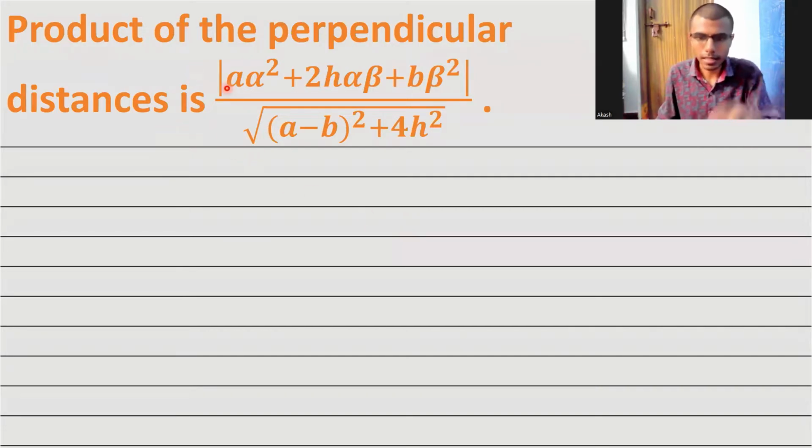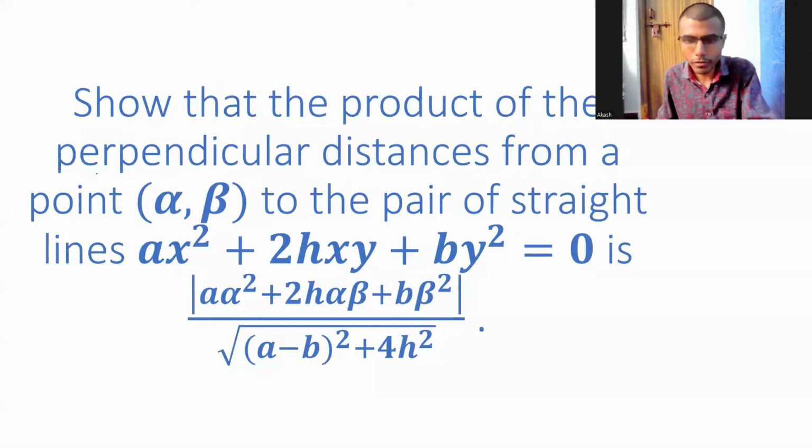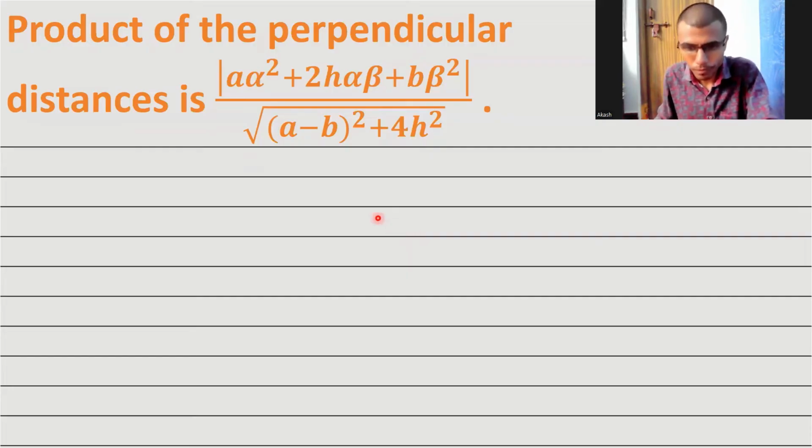So you can just see that I've brought the main part here at the top so that you guys can understand what we are going to prove ultimately. Now my first statement is that our given pair of straight lines is ax square plus 2hxy plus by square is equal to 0. I'm going to say that let it represent two lines which are L1x plus M1y is equal to 0 and L2x plus M2y is equal to 0.